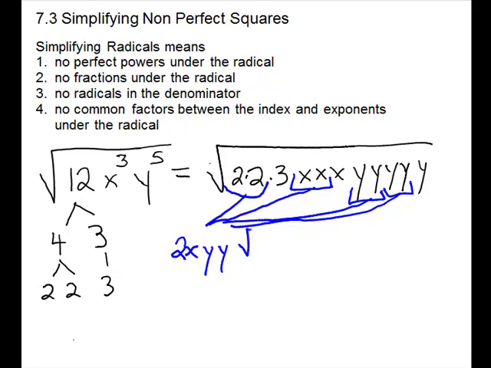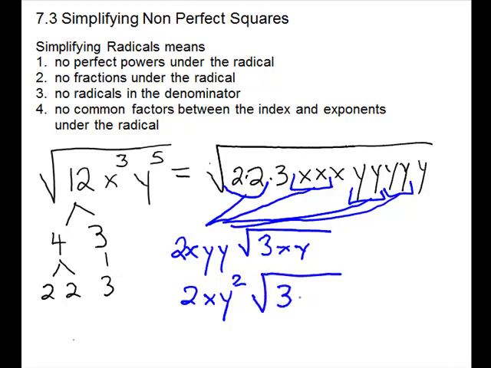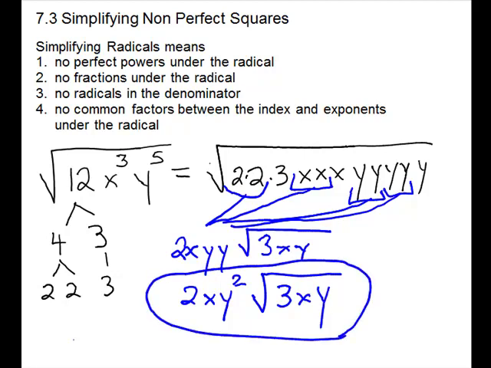All right, so we'll put what's under there left. We have a 3 left, we have 1 x left, and we have 1 y left. And multiply these that are outside. So I have 2xy squared times square root of 3xy. That is simplified form.